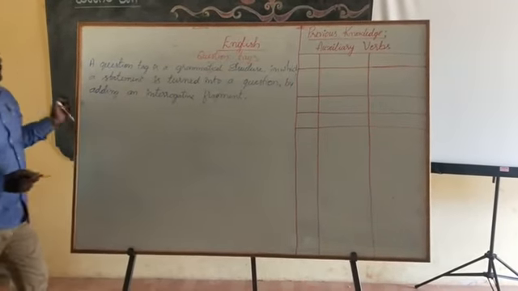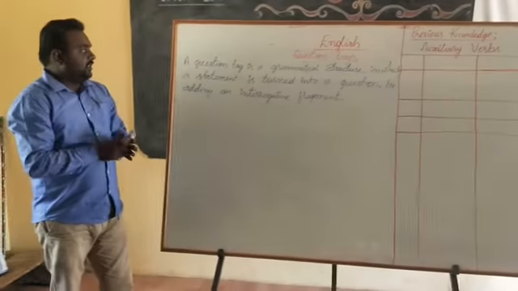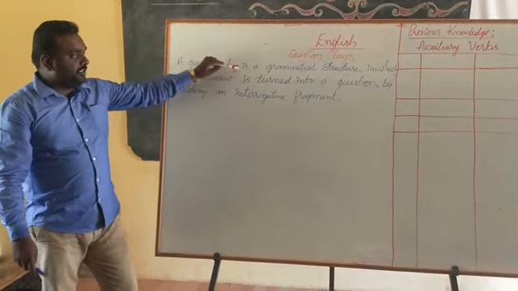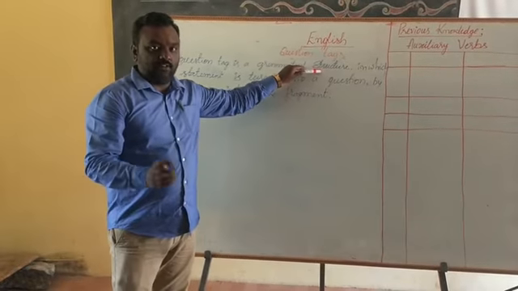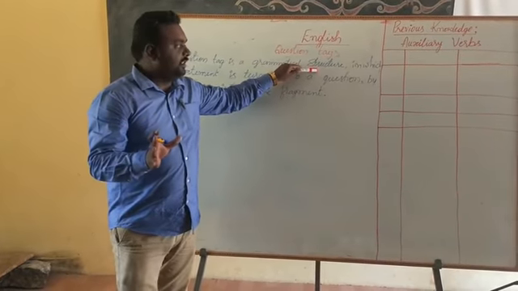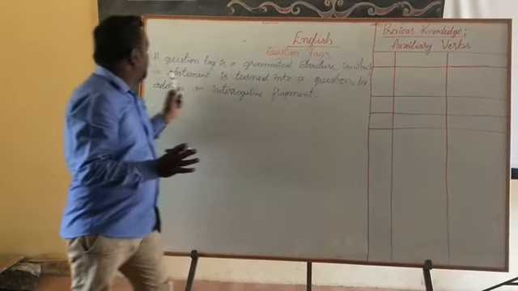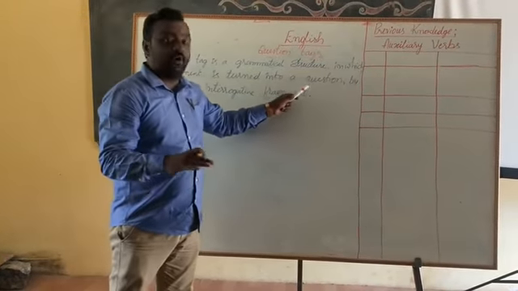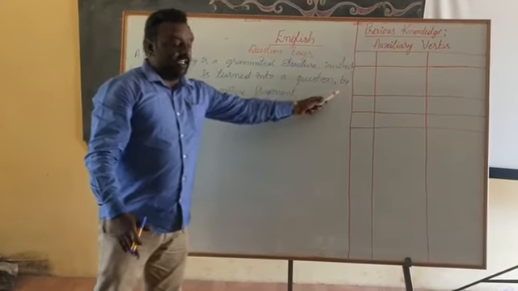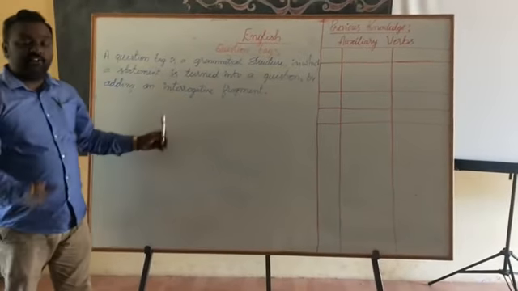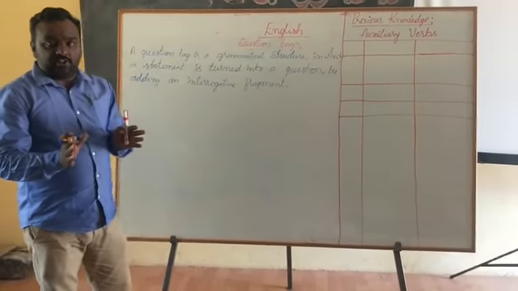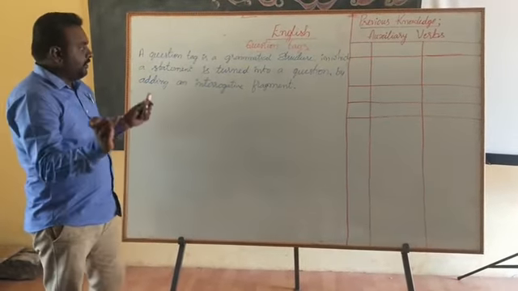This is the definition for question tags. What is the definition for question tags? A question tag is a grammatical structure. It's a grammatical item in which a simple statement is turned into a question by adding an interrogative fragment, interrogative section, interrogative piece.